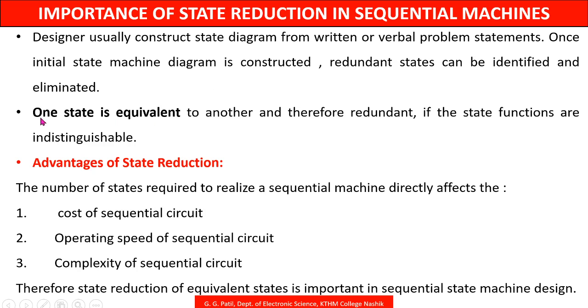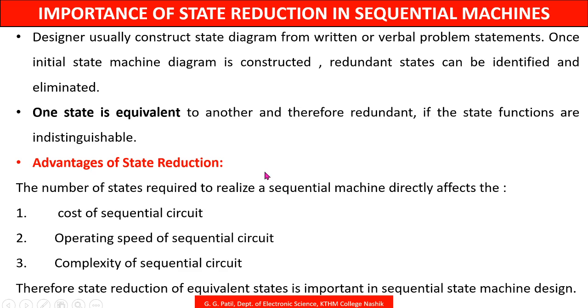That is given here. One state is equivalent to another, and therefore said to be a redundant state, if the state functions are indistinguishable. If the state functions are indistinguishable, then and only then the two states are said to be equivalent states. What are the advantages of state reduction in implementation of a sequential state machine?